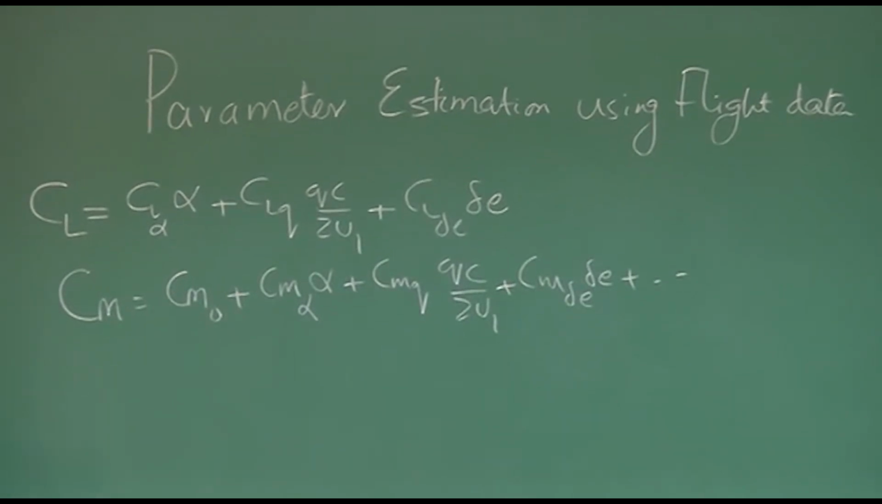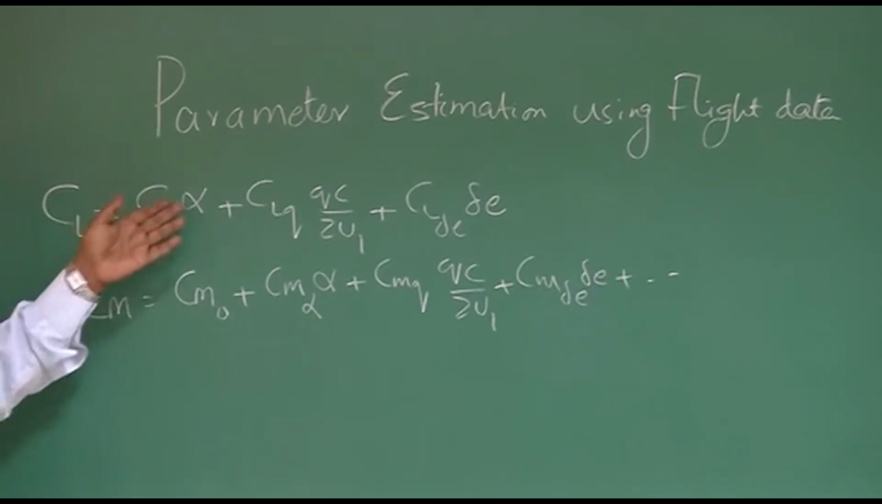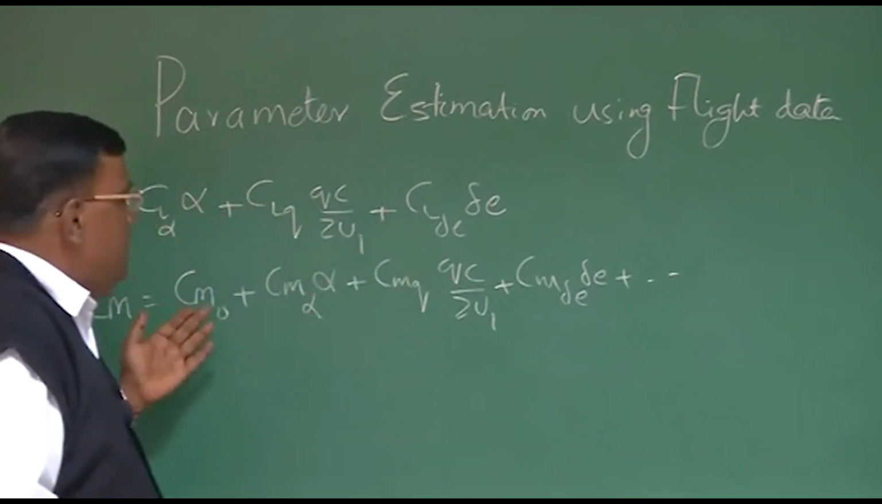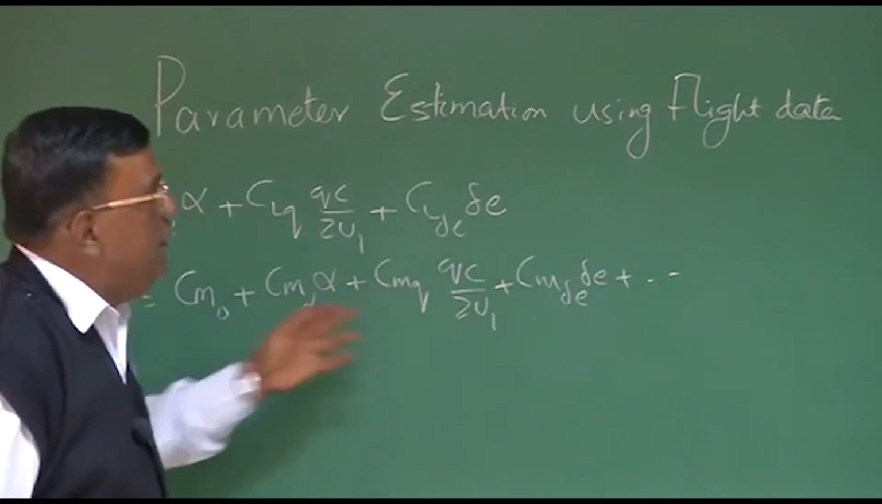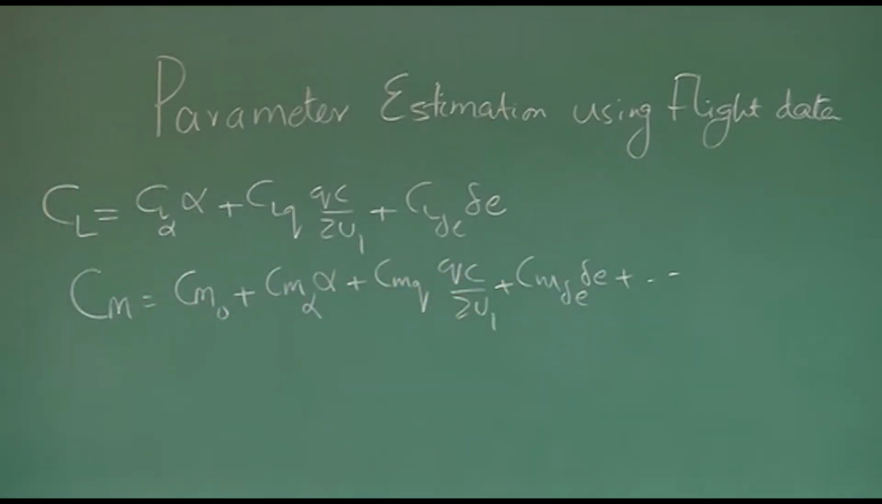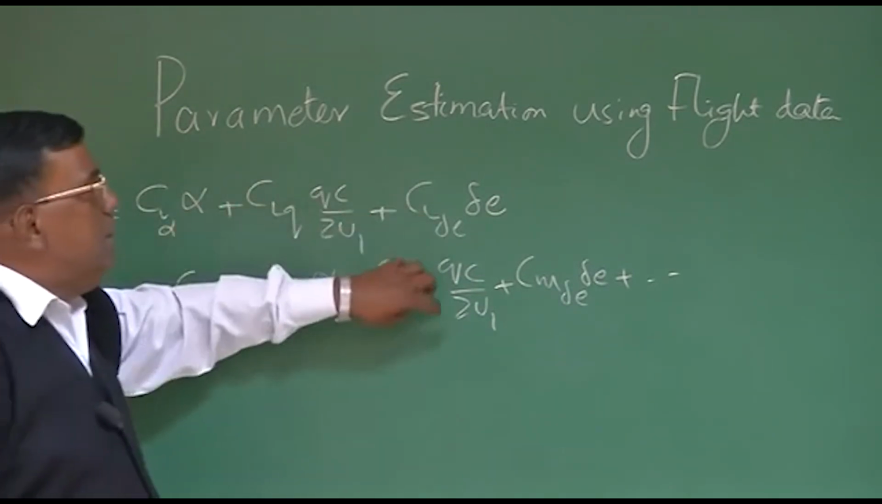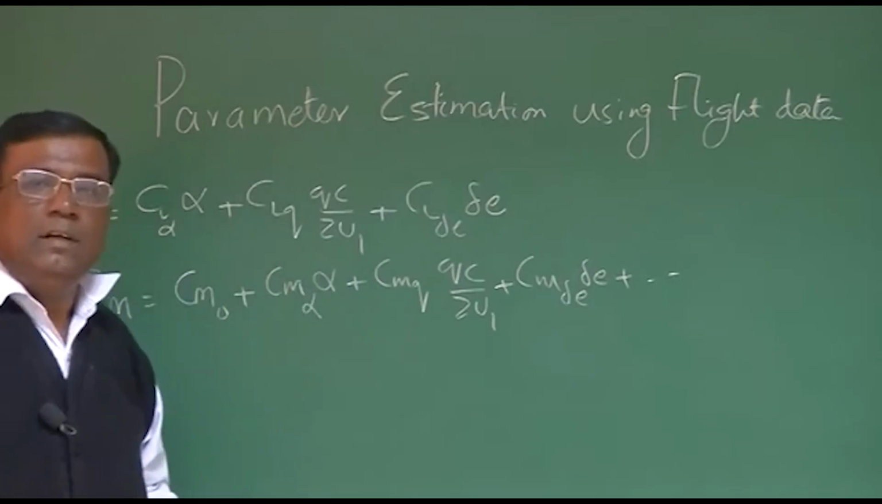so we can express CL and CM using the aerodynamic parameters. Which are the aerodynamic parameters? CL alpha, CL q, CL delta E, CM alpha, CM q, CM delta E. These are all non-dimensional aerodynamic parameters. The question is, can I estimate these parameters through flight test?